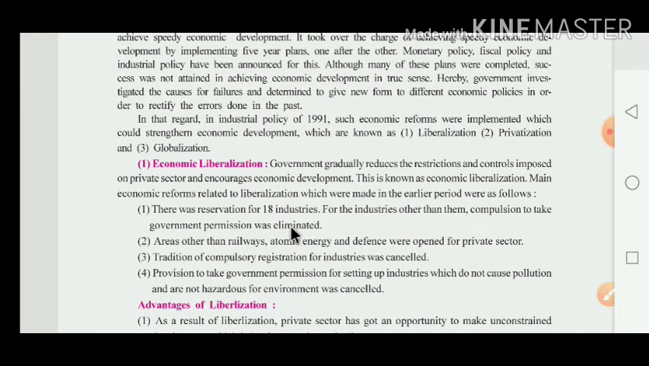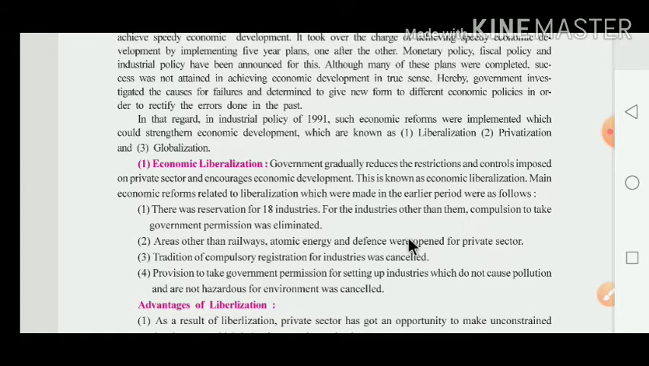In the previous policy, you had to take compulsory permission from the government, but in the new policy, government permission was eliminated. It means दूर करना, निकाल देना. Second one, areas other than railway, atomic energy, and defense were open for the private sector.